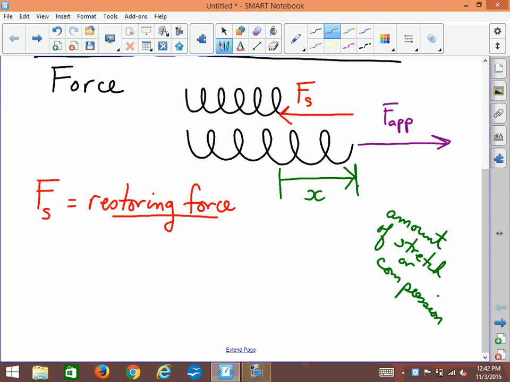Now I want you to look very closely at the arrows. You'll see that the red arrow and the green arrow, the restoring force of the spring and the displacement that it has been moved through, are pointing in different directions. And we'll get to that in a second, why that's important.